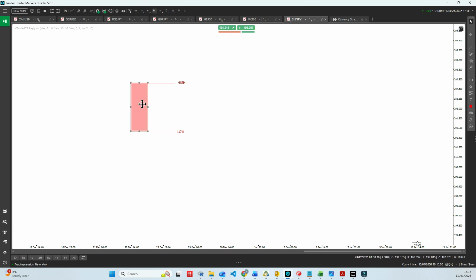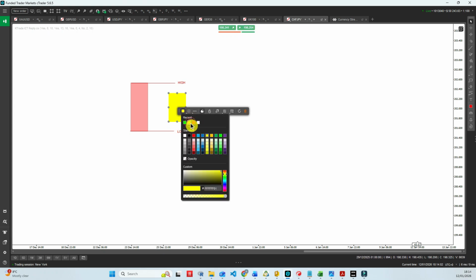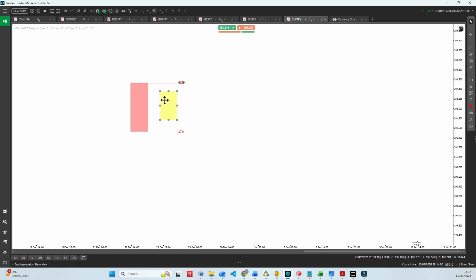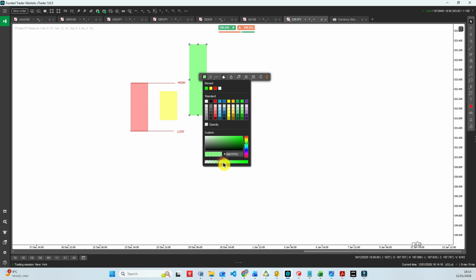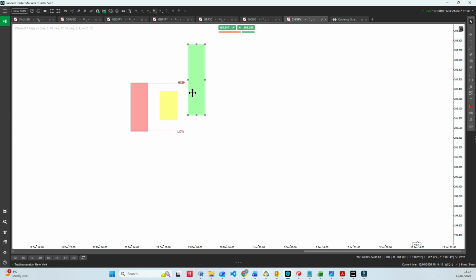Now let's say we have our London session. Let's say this is the London session. Let me turn it to some light yellow. So let's say this is the London session, and this is the New York session. So obviously this becomes the high for London, the low for London, the high for New York, the low for New York.